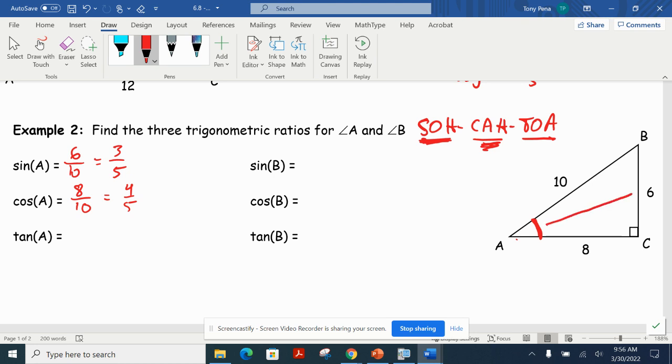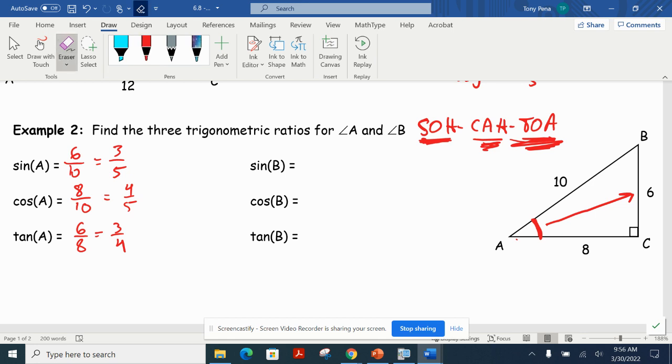Good. Tangent is the opposite side. We're using this little acronym here. The opposite side is the 6. The adjacent side to angle A is 8. So we would get 6 over 8. All right, and then she did reduce that for us down to 3/4.